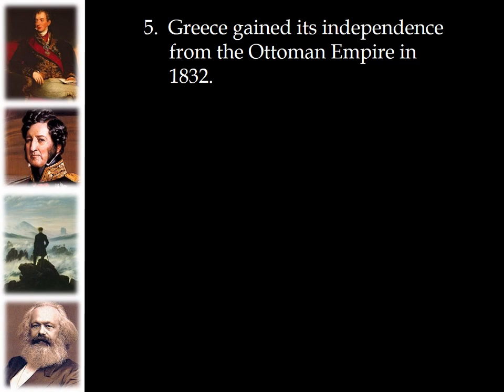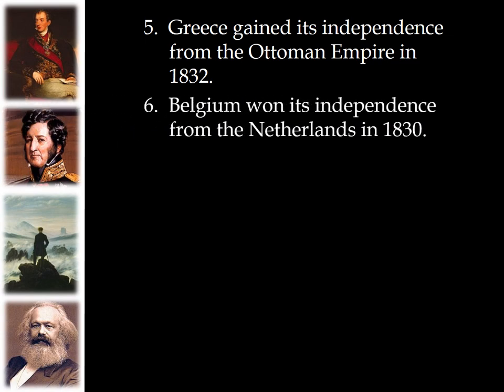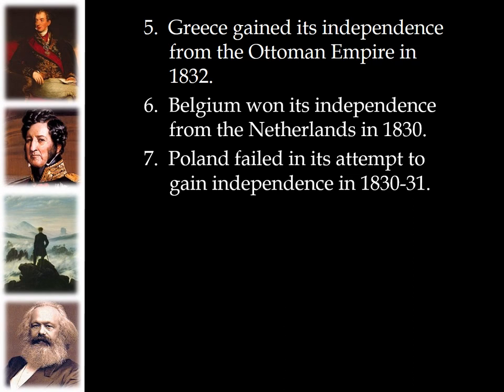Greece will also gain its independence, actually. They will have a nationalist revolt against the Ottoman Empire that had taken over most of Greece a couple of centuries before. And they will finally have success in gaining their independence, the Greek War for Independence, or the Greek Revolution, as it's sometimes called, in 1832. Belgium will win its independence from the Netherlands in 1830 and be its own separate nation. Poland, unfortunately, failed in its attempt to gain independence between 1830 and 1831.